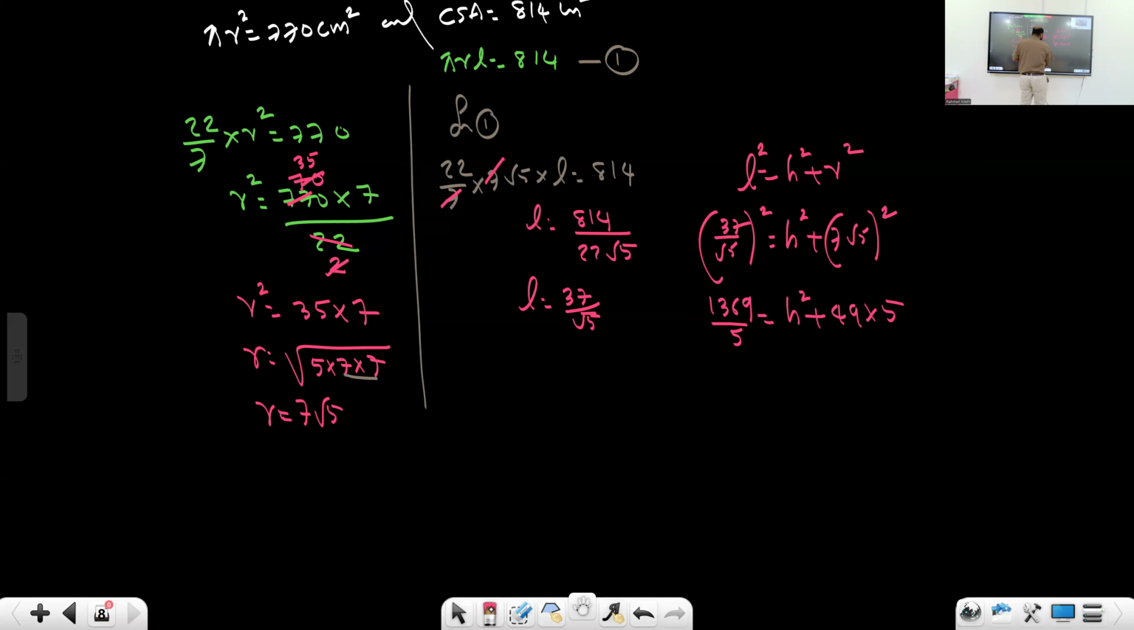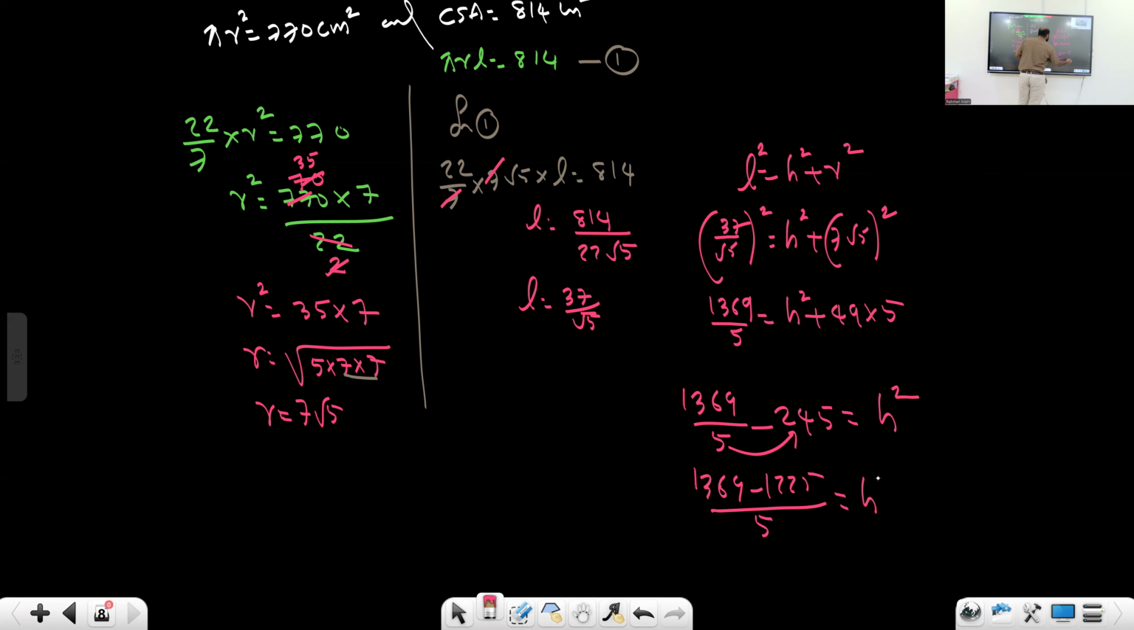Calculations are helping now. 1369 by 5 minus 245 equal to h square. I transposed it. When you're taking LCM, 1369 minus 1225 by 5 equal to h square. H equal to root of 144 by 5. So h value is 12 by root 5. Many calculations are there. H value 12 by root 5.